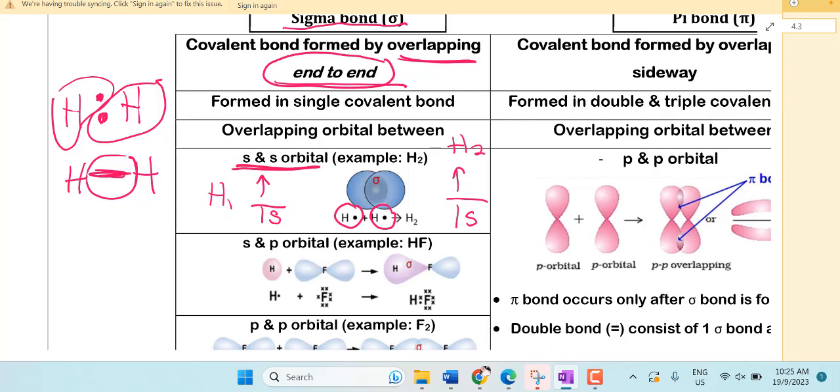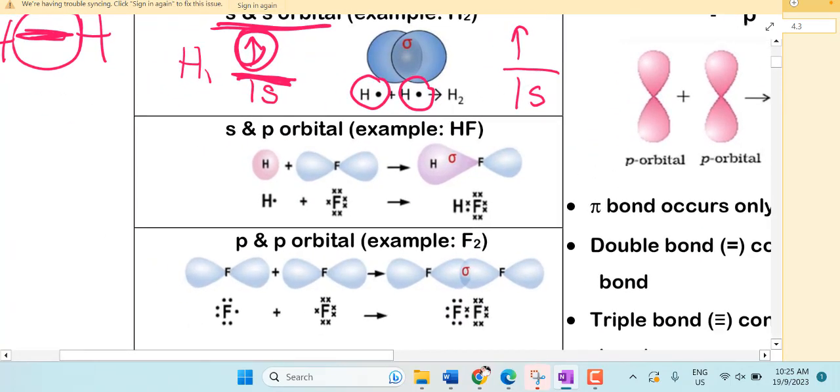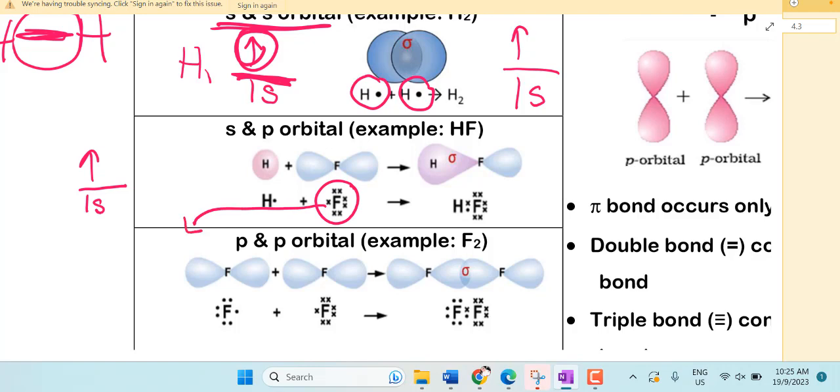When any atom wants to make a bond, that atom must have a single orbital with a single electron. Apa-apa atom yang nak buat bond, dia mesti ada satu orbital yang hanya ada satu je elektron. Dan bila kita nak buat bond, biasanya kita akan pakai valence electron. If we look next, we have hydrogen. Hydrogen only has one electron, which is 1s. Fluorine has 7 electrons, so the valence electronic configuration for fluorine is 2s 2p.